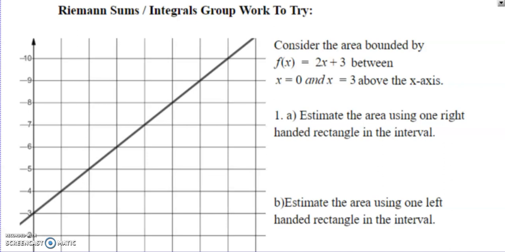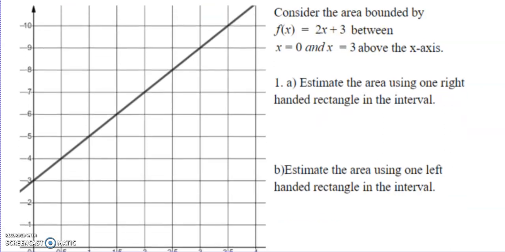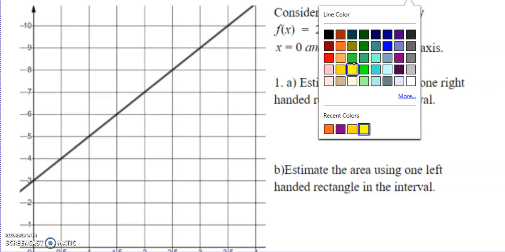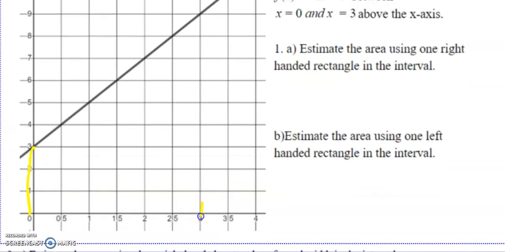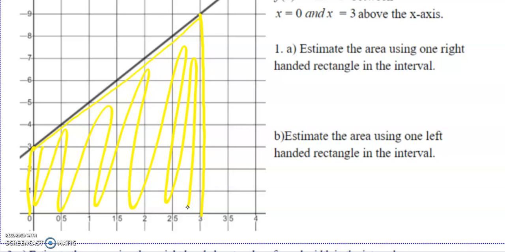So consider the area bounded by f of x equals 2x plus 3 between x equals 0 and x equals 3 above the x-axis. So I'm going to color that area in yellow for us. So between x equals 0 and x equals 3, underneath this line, 2x plus 3, and the x-axis. So this is my ideal area that I'm trying to find.